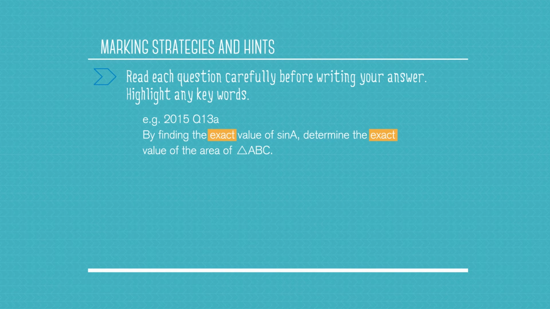Because there are a number of students, when they were doing it, they did not find the exact value of sine A. They had some sort of decimal equivalent. They did not find the exact value of the area of triangle ABC. They just used their decimal equivalent. So if the examiner has used some keywords in the question, the markers are then expecting you to follow those instructions. So take a highlighter pen with you. Highlight those keywords. Maybe things like how they want the answer written or any of the other keywords.